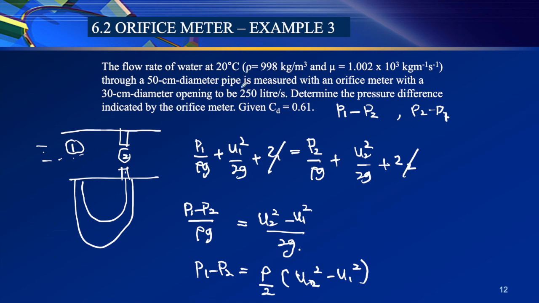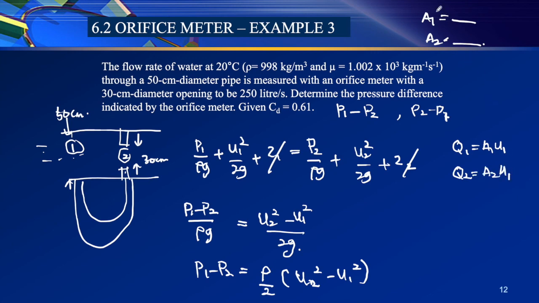So now we have 250 liters per second for the orifice meter at 30 centimeters. So here is 30 centimeter, and here is 50 centimeter. You have to calculate area 1 and area 2. After that, use the equation Q1 equals A1 U1, and Q2 equals A2 U2. So substitute this.